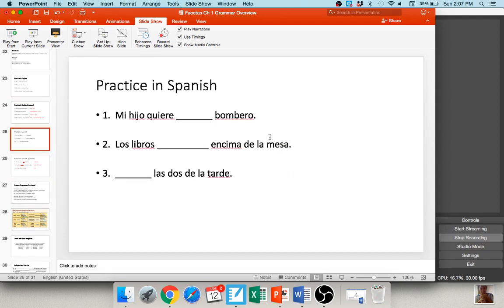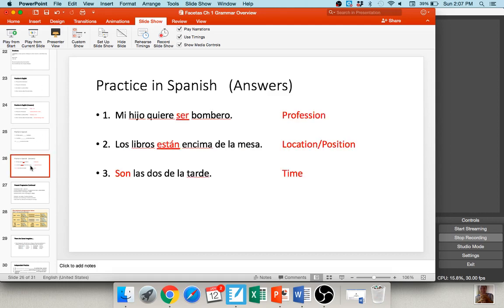Okay, now that you've had a chance to practice in English, I'd like for you to take a moment to practice in Spanish. Go ahead and take a moment, pause your audio, and give these a try. Okay, now that you've had a moment to try these, let's talk about these. Number 1 says that mi hijo quiere blank bombero. My son wants blank firefighter. We're saying that he wants to be a firefighter. So therefore, I'm talking about his profession, something that he aspires to be. So I'm going to use the verb ser because profession falls under topic, right? The P in topic.